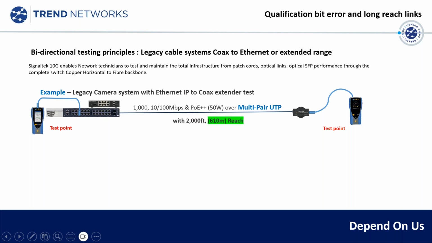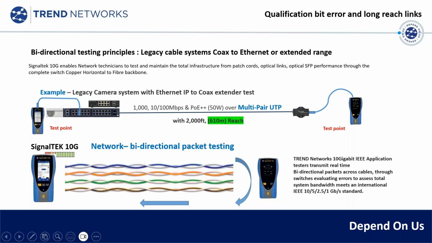And we have seen these devices deployed for extended reach. I've got an extended reach coax device here as an example. And so once again, I hope that just makes a lot of sense. So we're just going to show you on screen an image of why this is different. This is an active two-piece device, really amazing device that Trend Networks had built, Signal Telect 10G, doing a bandwidth test. And that's what we'll do, we'd send a packet from one end to the other.